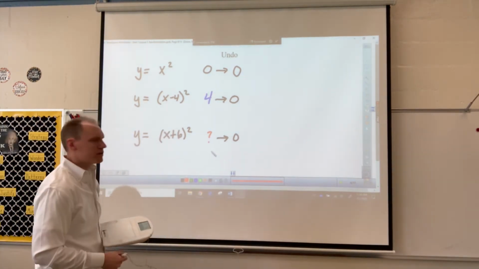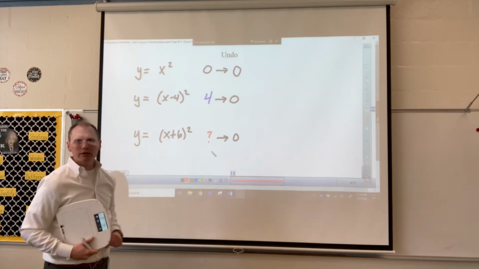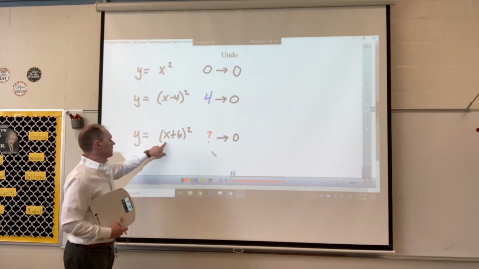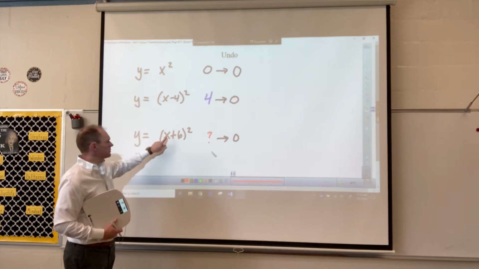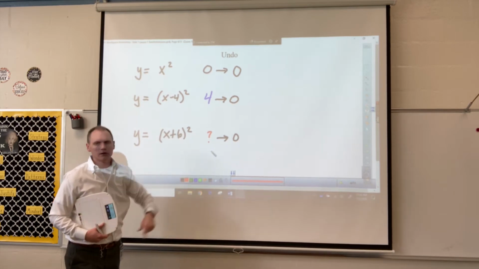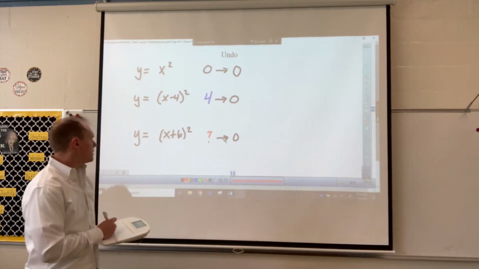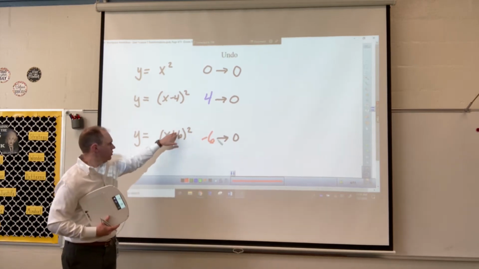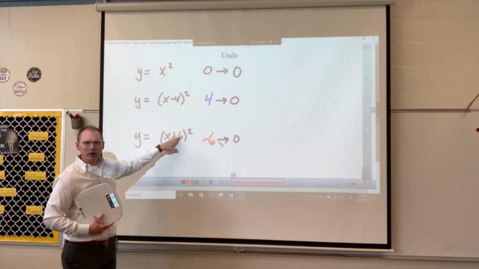All right, so let's think about this last one here. What value of x would still produce 0? Hopefully you're thinking negative 6. Negative 6 plus 6 is 0. 0 squared is still 0. So this idea that we're like undoing what's in there with the parentheses, right?